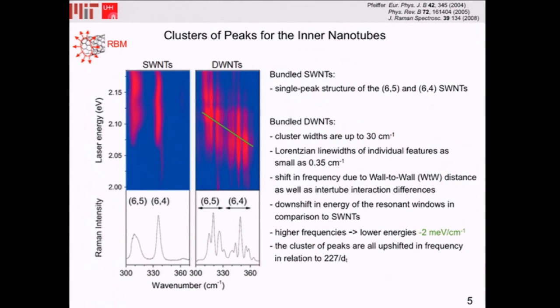What is also interesting is that the resonant windows are downshifted in energy in comparison to the single wall carbon nanotubes, and on top of that, in one cluster, the peak also shifts down in energy with increasing frequency. Another point is that each cluster of peaks starts more or less with the relation 227 over the diameter, which means all peaks are upshifted in comparison to this relation.